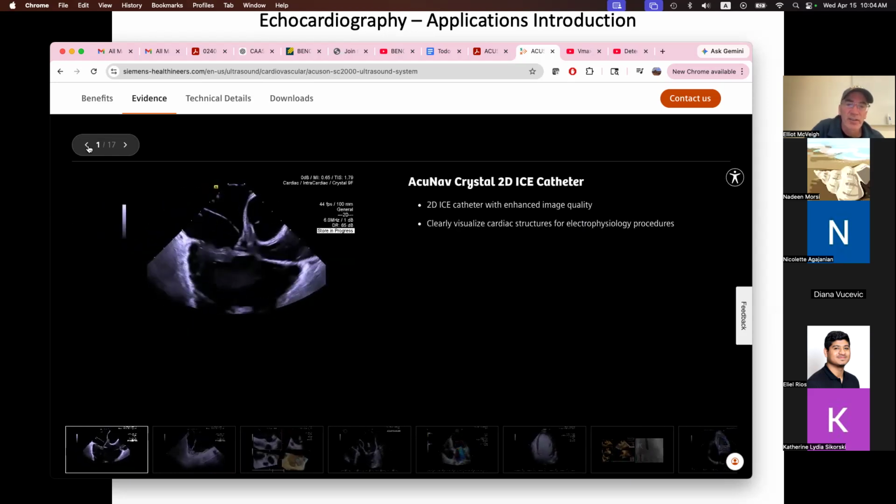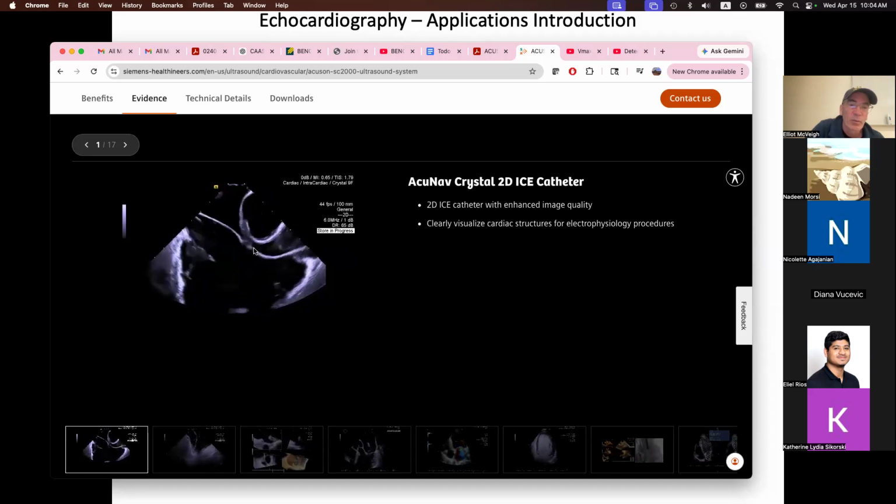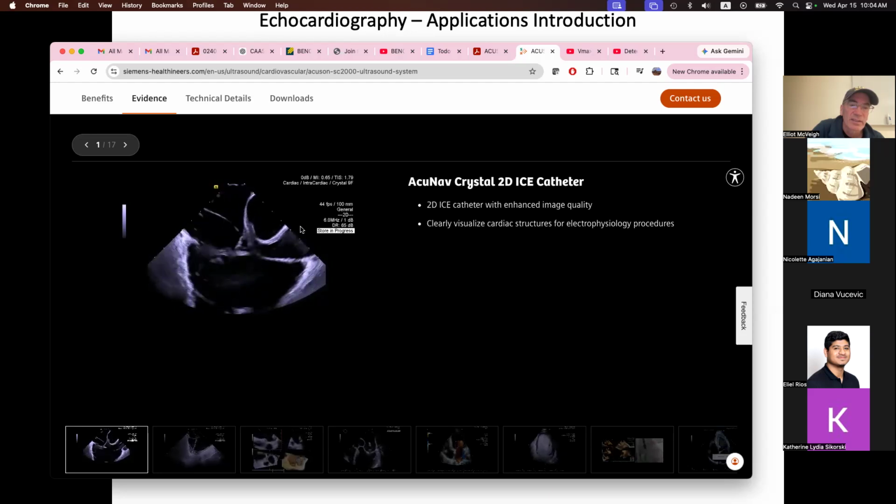And then, oh, this is another ICE catheter. Look at the clarity of this. This is obviously a wire for the ablation. And this, yeah, look, see how it clicks up there. That's really cool.